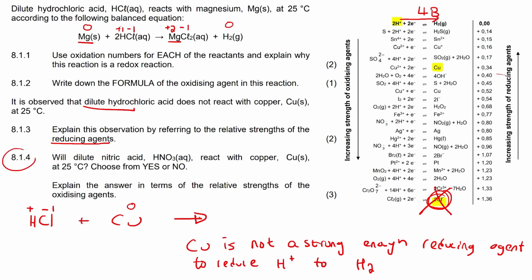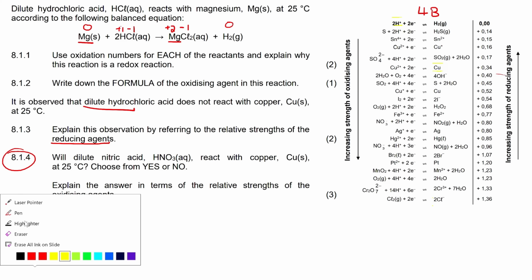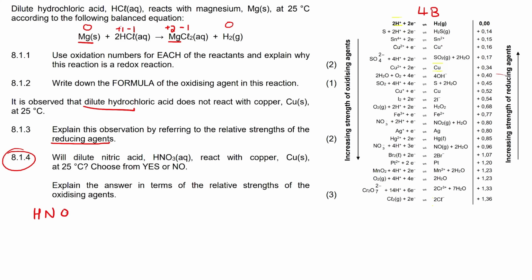Okay. Now, new question. Will dilute nitric acid be able to react with copper? Okay, so now we go find everything on the table again. Nitric acid is broken up as H+. Let's write it out. HNO3 plus copper. The H is +1. NO3 is a polyatomic, which has a charge of -1. We can see it over there, and we can also see it over there. And copper, we already know.